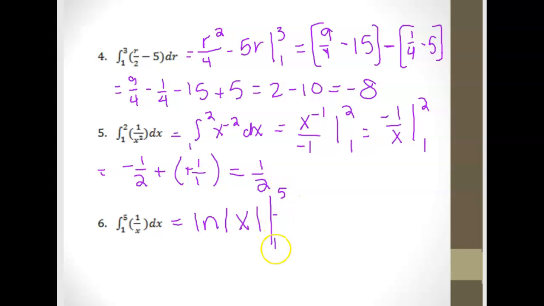Evaluated from 5 to 1. So this is the natural log of 5 minus the natural log of 1. So the natural log of 5. Exactly. So natural log of 1 is 0.